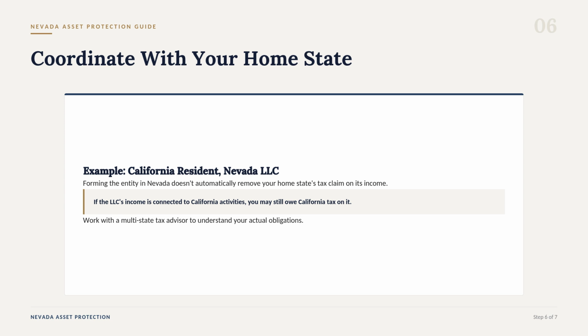Step 6. Coordinate with your home state. If you live in California and own a Nevada LLC, you may still owe California taxes on that entity's income if it's connected to California activities. Work with a multi-state tax advisor to understand your actual tax obligations.